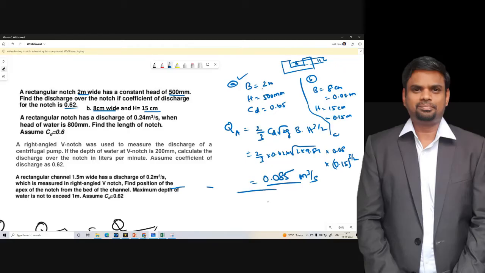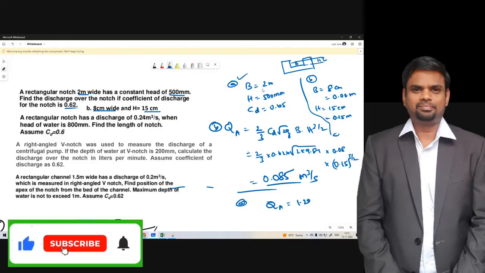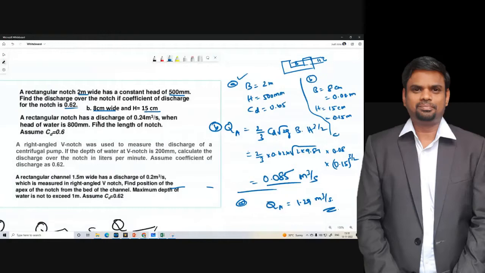Similarly, that is for B part. For A part, we will get Q actual equal to 1.29 meter cube per second. Okay, it's a straightforward application. I hope you are getting the answer. So now we will move on to the next problem.